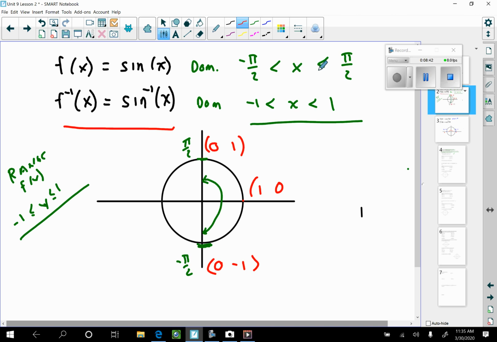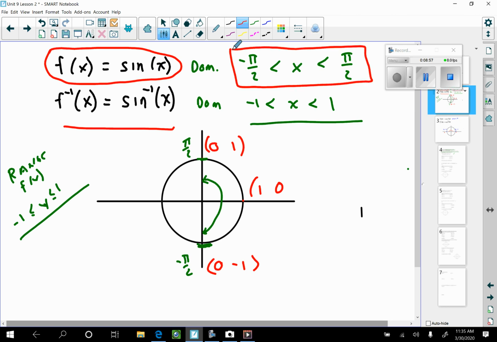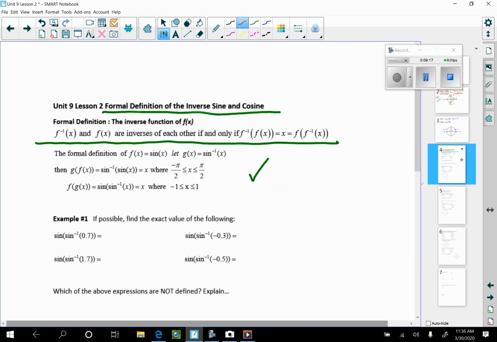An interesting point is, if I just look at the regular sine function without restricting the domain, the regular sine domain is all reals. But I'm going to restrict it to these input values so that it's one-to-one. This is going to be very important as I talk about the formal definition of sine and inverse sine. So what I need to know here is that the domain of the inverse sine is between negative 1 and 1, period, end of story. Let's get back to these notes here.